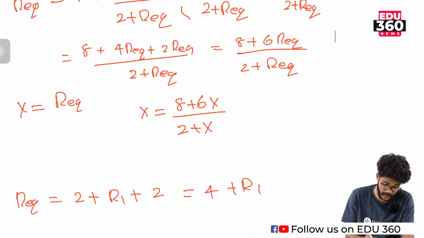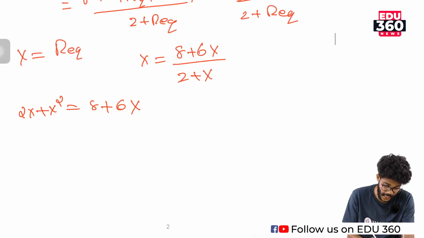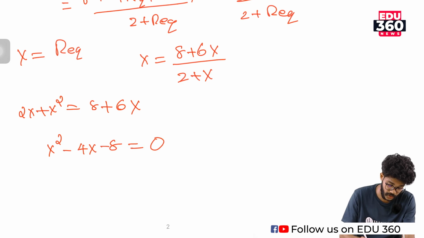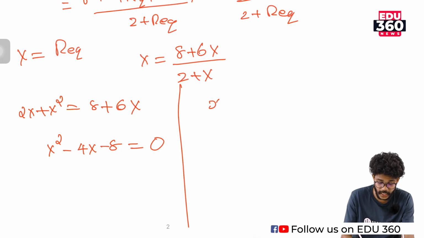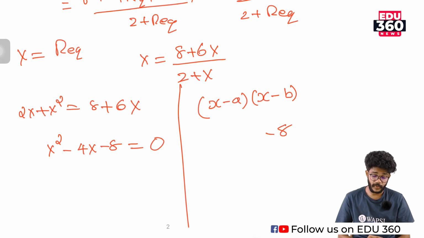So multiplying these factors we get 2 plus x into x, that is 2x plus x square, which is equal to 8 plus 6x. That means x square minus 4x minus 8 is equal to 0. Okay, x minus a into x minus b is equal to, that means the product of the two numbers is minus 8 and the sum of the two numbers is minus 4. Which are the two numbers?